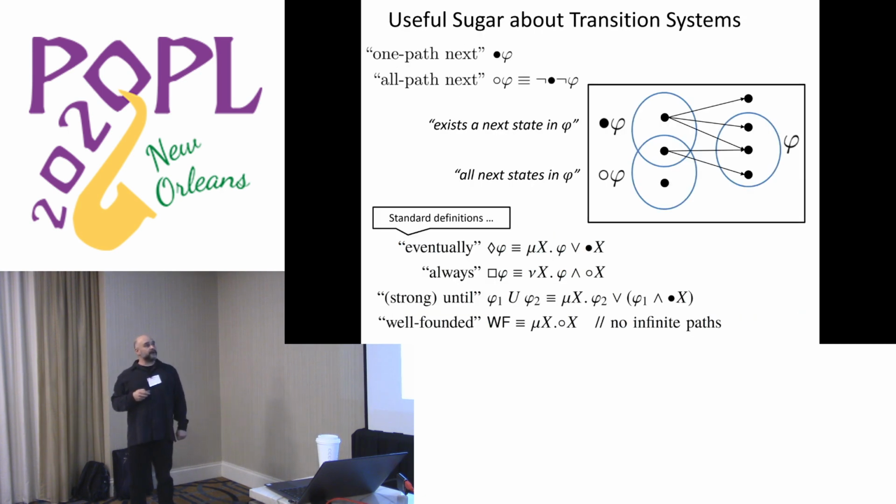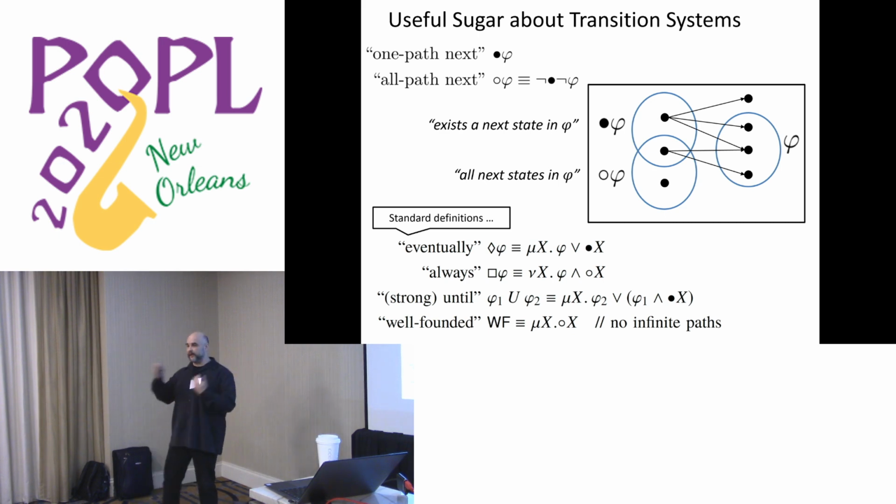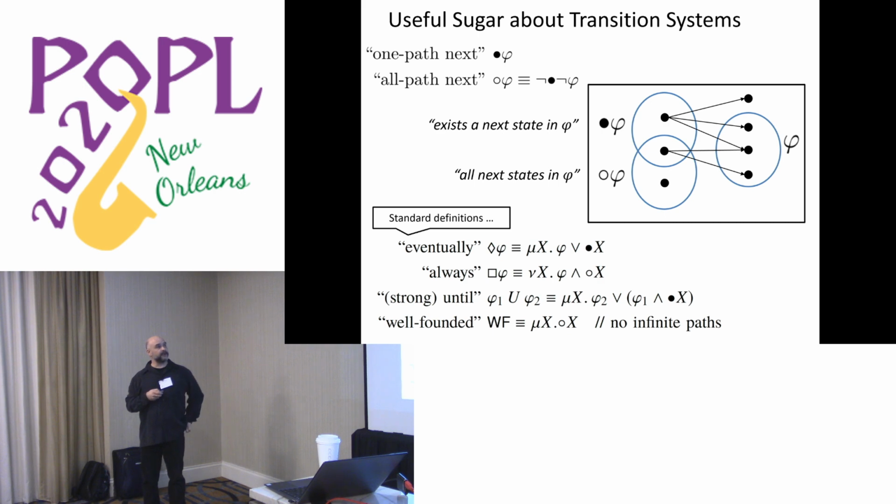Once you have that, you can define all-paths next. If you think of this bullet as one-path next, then all-paths next will be the dual, like this: it is not the case that on one path, not phi. Diagrammatically, it looks like this. So from all-paths phi, you only go into things that are in phi, but you may also get stuck there. And then you can define using mu the usual friends, like eventually, always, strong until. Also, you can define well-foundedness. You can say mu x. all-paths-next x. This actually, if you add it as an axiom, means that you only mean finite paths.